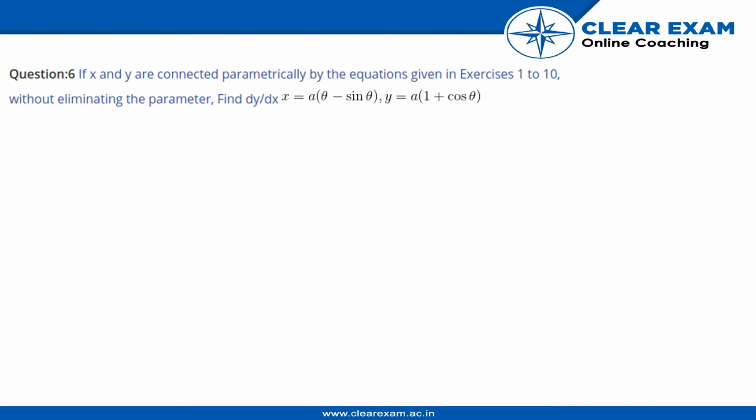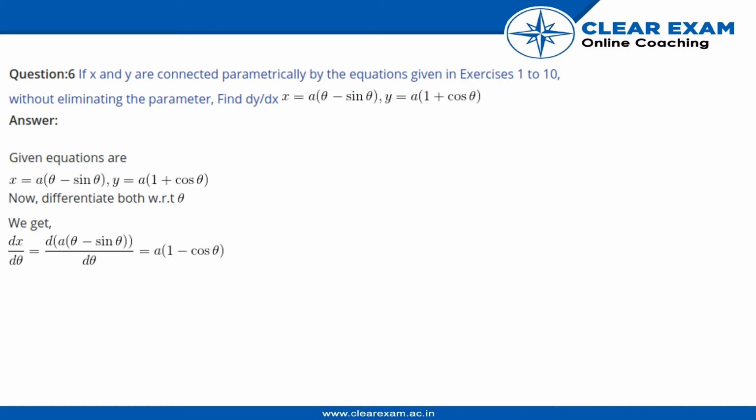Parametric equations for x and y are given as x equals a into theta minus sine theta, and y equals a into 1 plus cos theta. Hence we need to find dy by dx without eliminating the parameter theta. So x equals a into theta minus sine theta and y equals a into 1 plus cos theta.